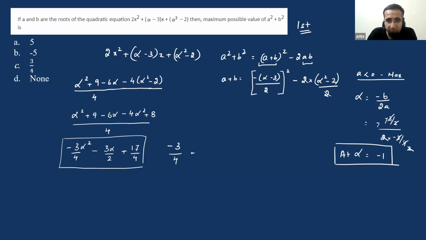This will give you plus 6 by 4. Okay. And then this is going to be plus 17 by 4. So 17 plus 6 is 23. 23 minus 3 is 20, and 20 by 4. And therefore the value here becomes 5. Therefore, 5 should be your answer.